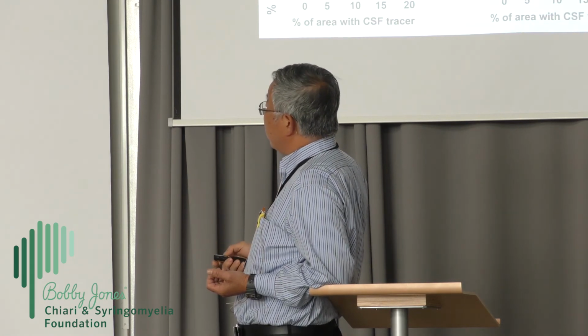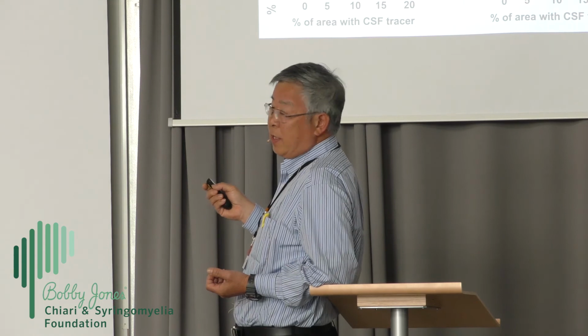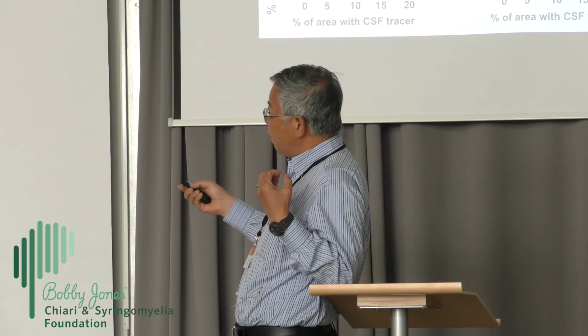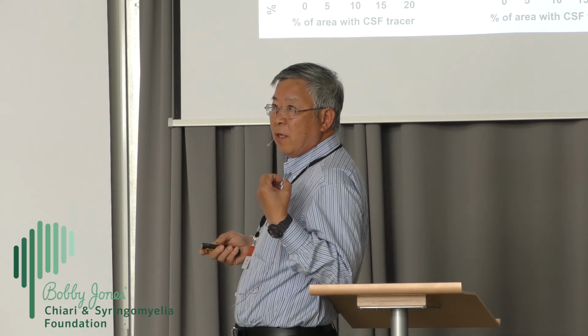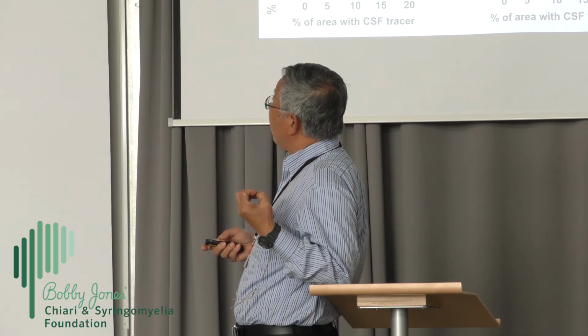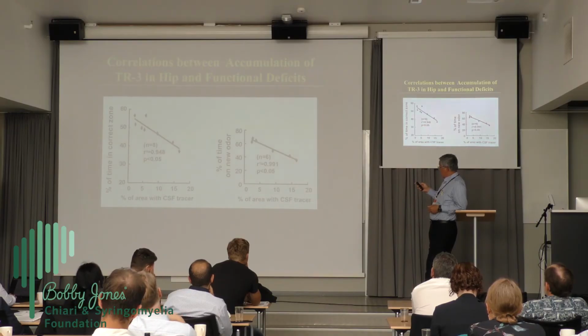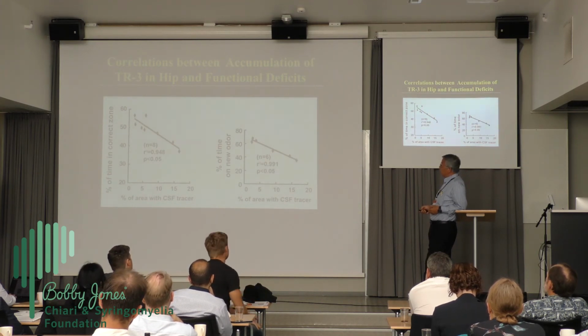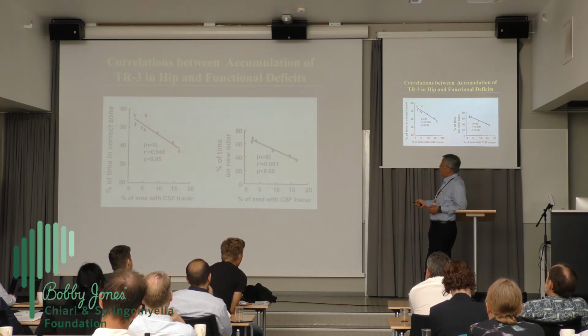And then we perform correlation analysis between the functional test and, first, the fluorescent deposition in the hippocampus area. Actually, the area with the fluorescent tracer is significantly correlated to functional deficit for both. This actually has a pretty high correlation.